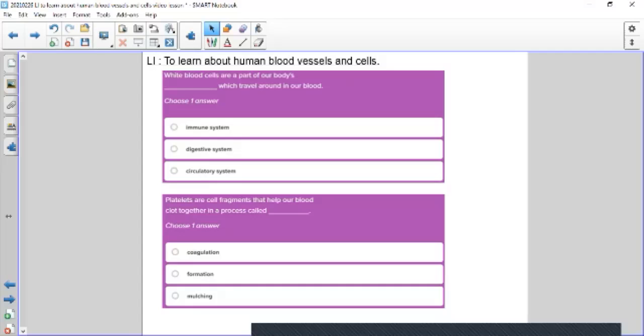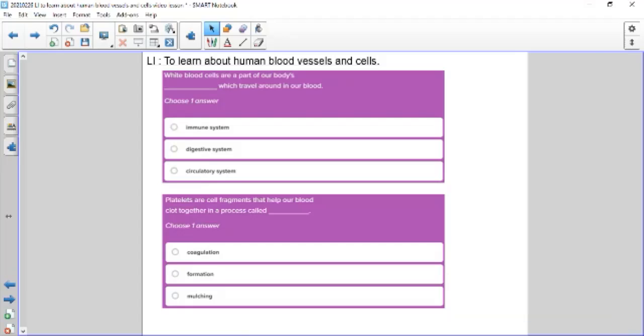Next question. Platelets are cell fragments that help our blood clot together in a process called, and you have to choose one answer from, coagulation, formation, mulching. Think carefully now. I know I've mentioned it in the slides before. Go back and check the videos if you're not too sure.